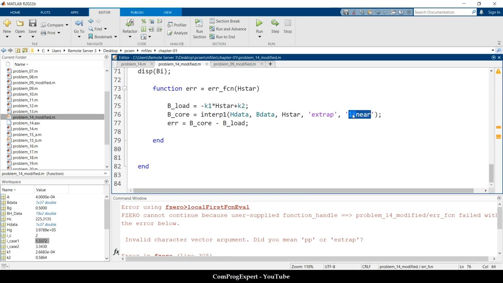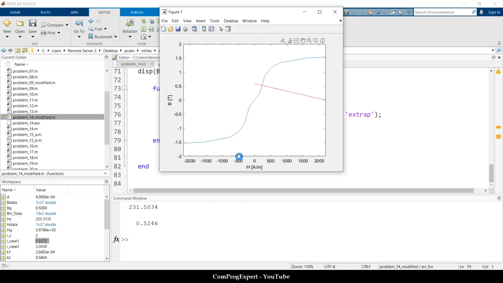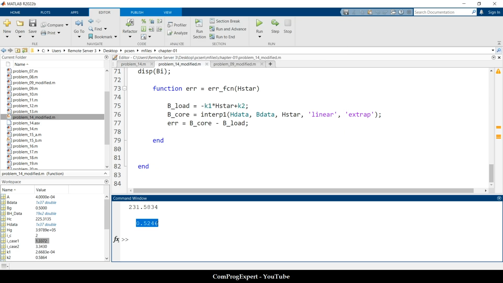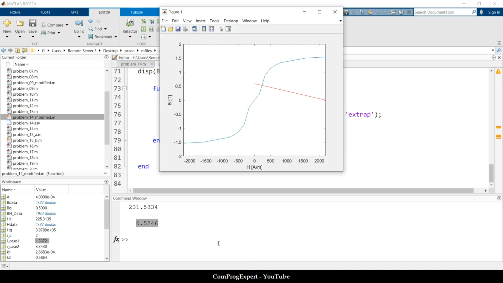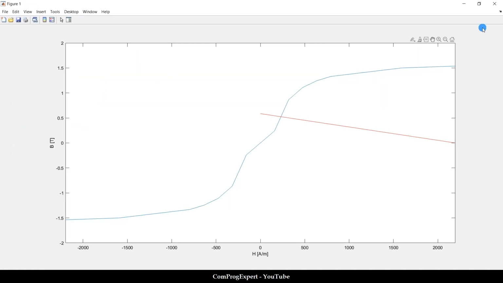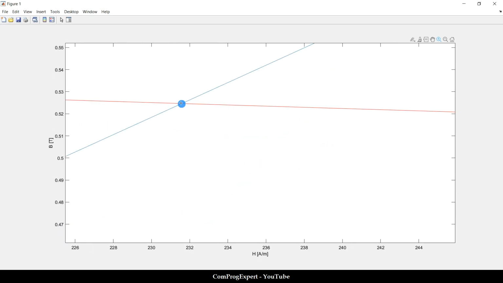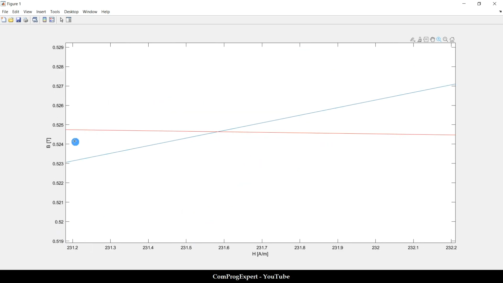Here, excuse me, this is linear and this is extrapolation. So let's run. As you can see, at the intersection point, the value of H is 231, and this is the value of the B, 0.52 Tesla. So here you can check the intersection point, 0.52, 231.